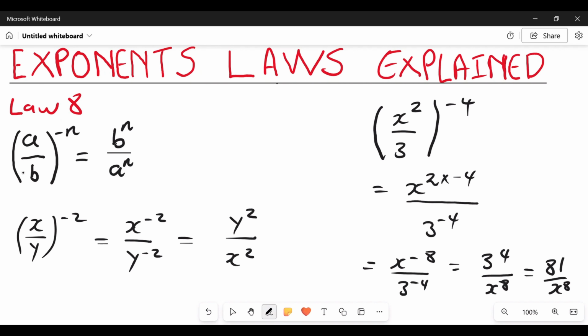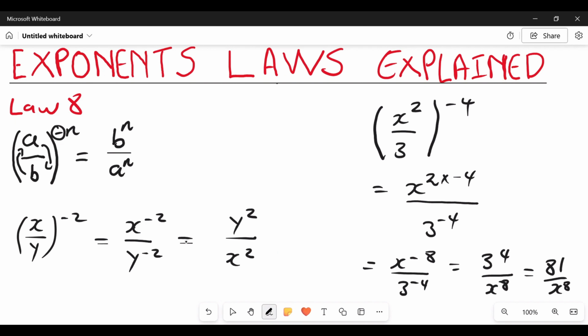Do not forget, guys, when you apply this law, the bases swap from the numerator to the denominator, and from the denominator to the numerator, because of this sign there. I hope you understand, guys. Just in case you didn't understand, do not forget to leave a comment in the comment section. I'll try to explain to my level best.